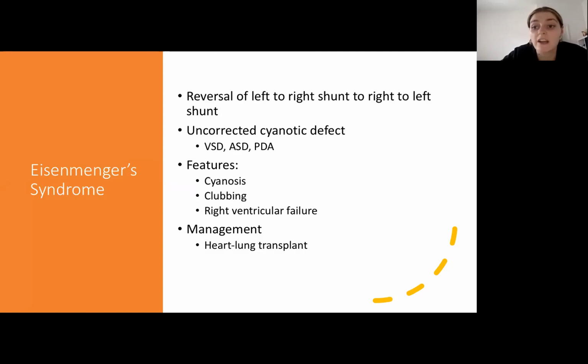So this is really serious, and that's why we do treat congenital acyanotic defects. Sorry, I meant to say acyanotic, but that's why we treat them, because we don't want it to progress to this.